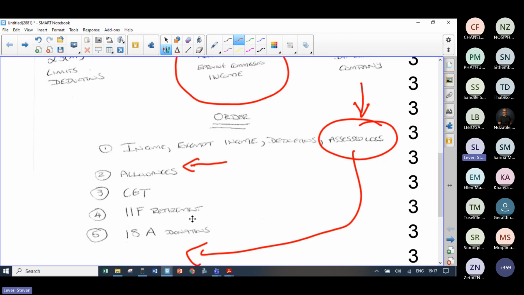CGT, if you look at the charging section for CGT, it says there shall be included in taxable income. It doesn't say gross income, it says taxable income. That's why CGT goes after income, exempt income, deductions, etc. Guys, you need to do it in the right order.